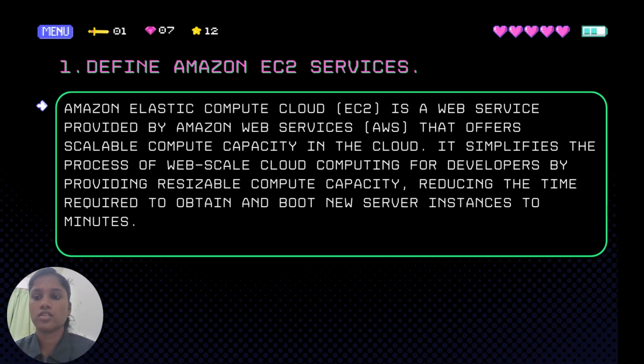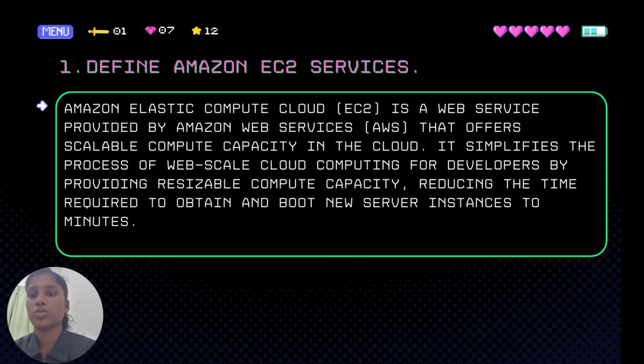The first question for case study 2 is define Amazon EC2 services. Amazon Elastic Compute Cloud, which is EC2, is a web service provided by Amazon Web Services (AWS) that offers scalable compute capacity in the cloud. It simplifies the process of web-scale cloud computing for developers by providing resizable compute capacity, reducing the time required to obtain and boot new server instances to minutes.